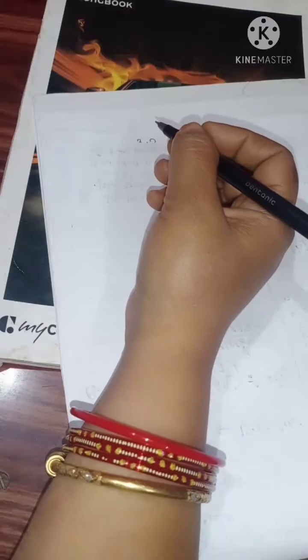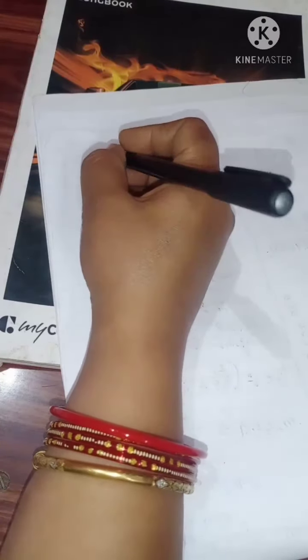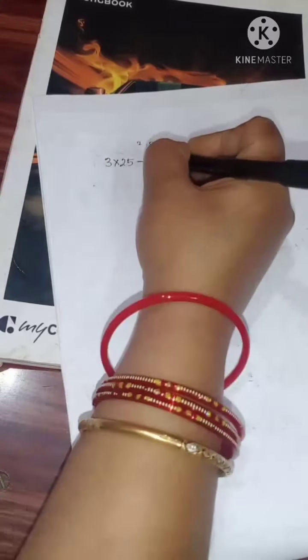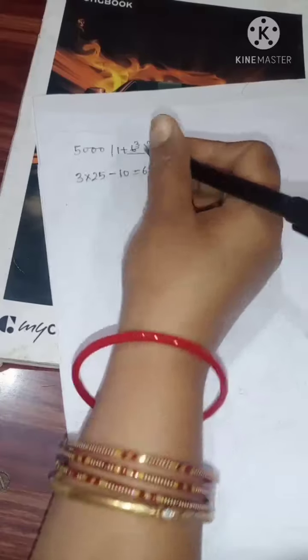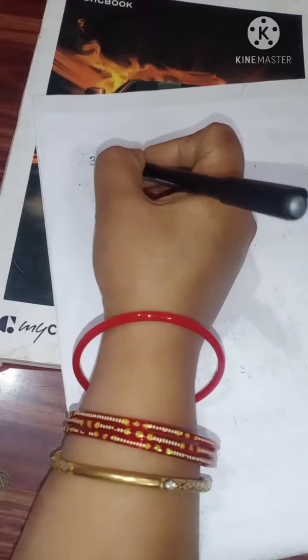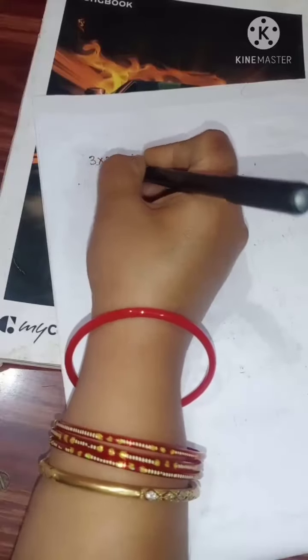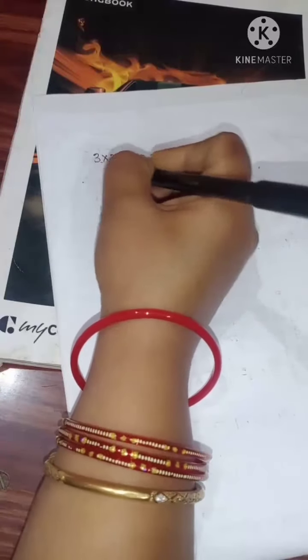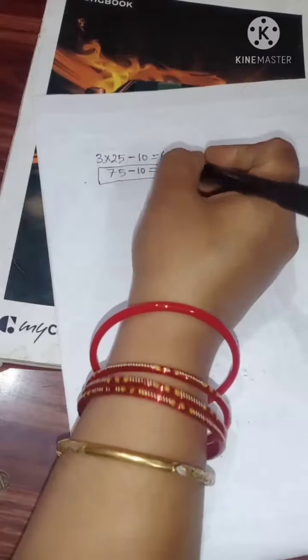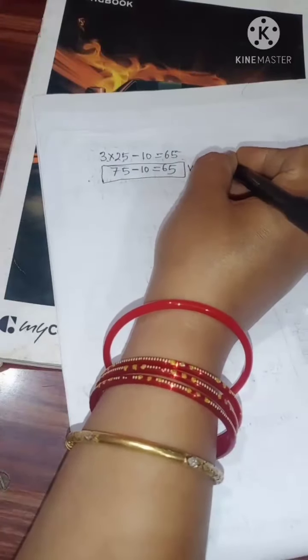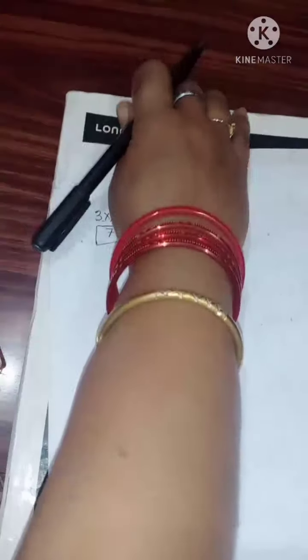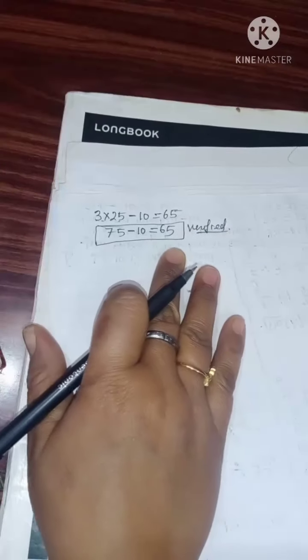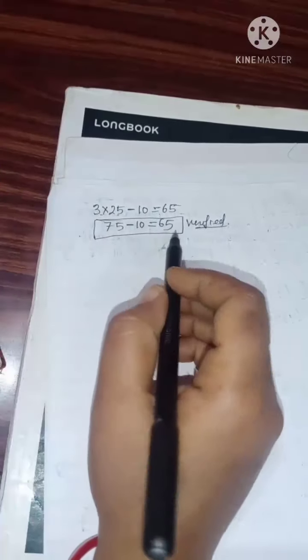Thrice a number means whatever number it was, it came 25. So 3 into 25. If you subtract 10 from it, what result should come? 65. See that now. 3 times 25, beta, 75 minus 10 is coming equal to 65, na. So it is correct. So in this way it has been verified also. We don't need to verify, but for your satisfaction I am showing you that this answer is correct. Okay, beta.